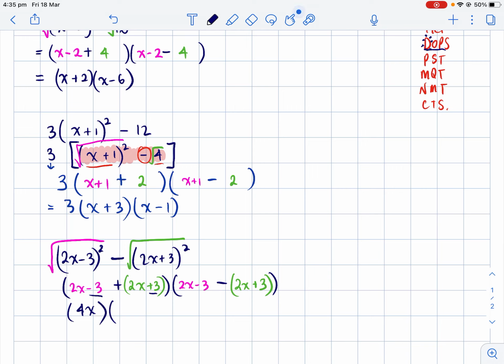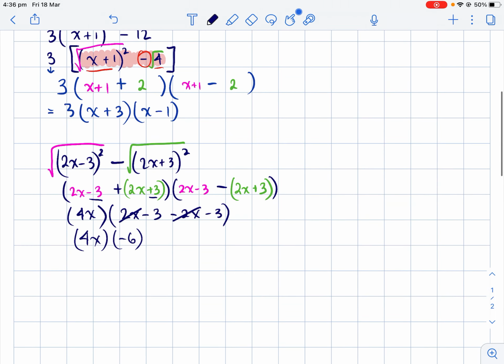On the right-hand side, I end up with a 2x, and I'll actually write this out the long way, 2x minus 3 minus 2x minus 3. When I expand that bracket with that minus, it looks like that. And in this case, the 2x take away 2x cancels out, and I'm left with 4x times negative 6. And 4x times negative 6 is negative 24x. And there is my factorised version. So although I've factorised, I've come out with a very simple answer. So you could argue that this was simplified rather than factorised. All right, that's the end of the first video.